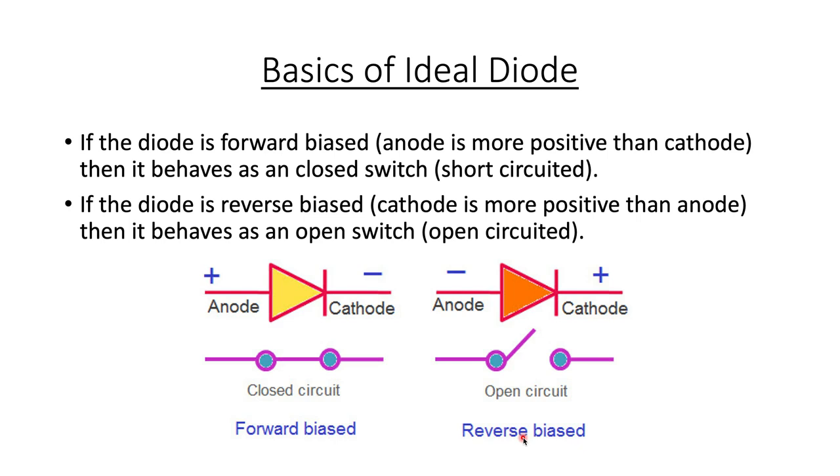You can see in the figure, when the anode is positive and the cathode is negative, it is just a closed circuit, if it is an ideal diode. And if the cathode is more positive than the anode, it is just an open circuit. That is reverse biased. There are two ways in which clipper circuits can be made: series and parallel clipper circuits.